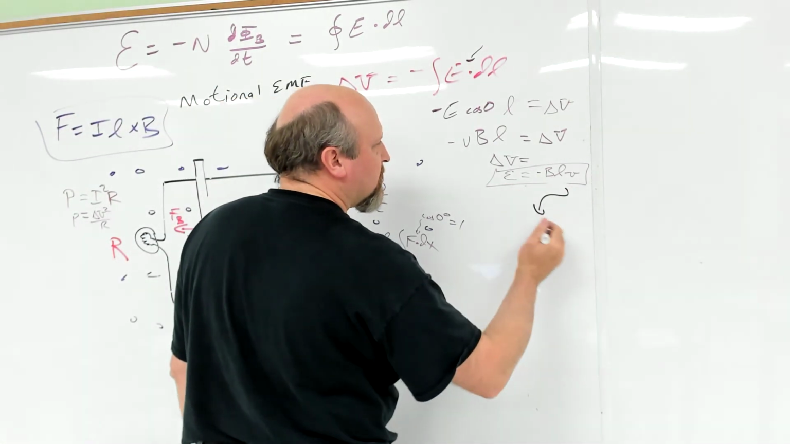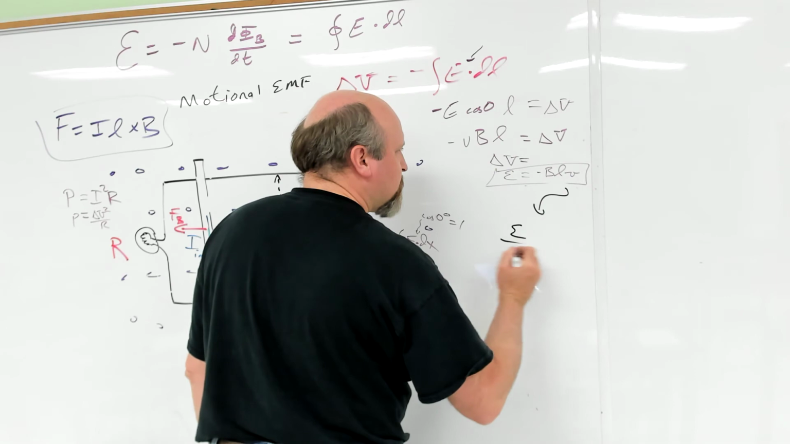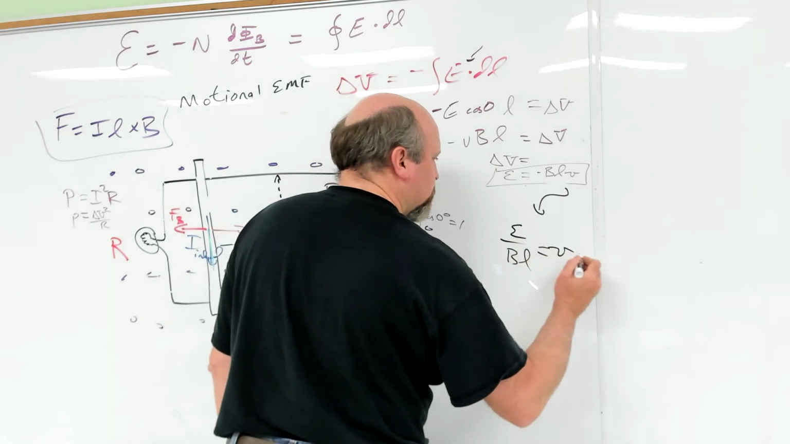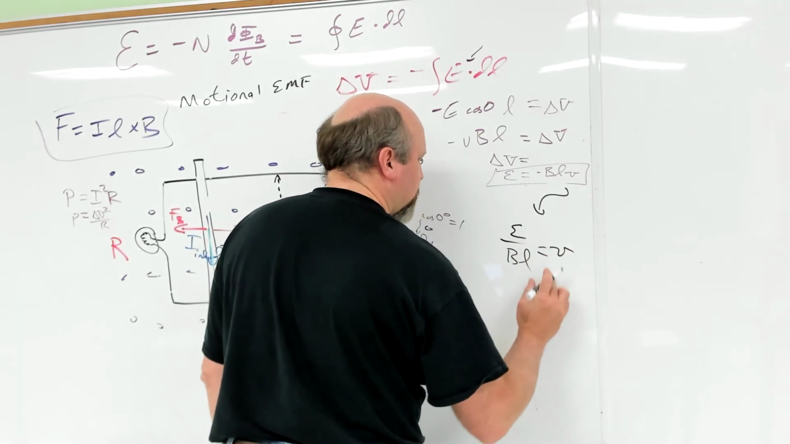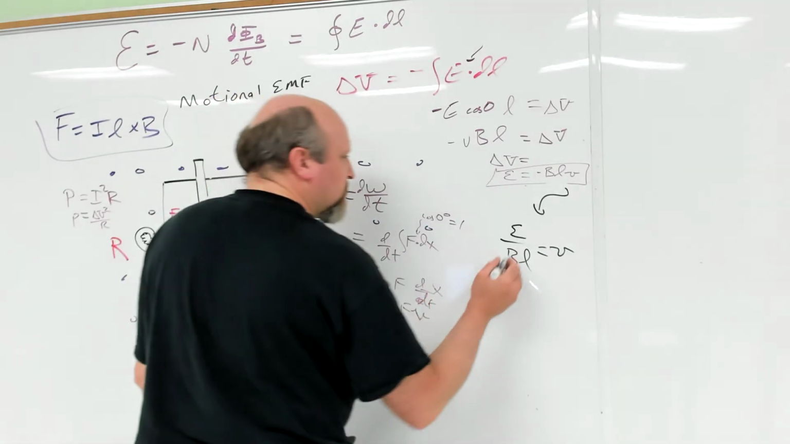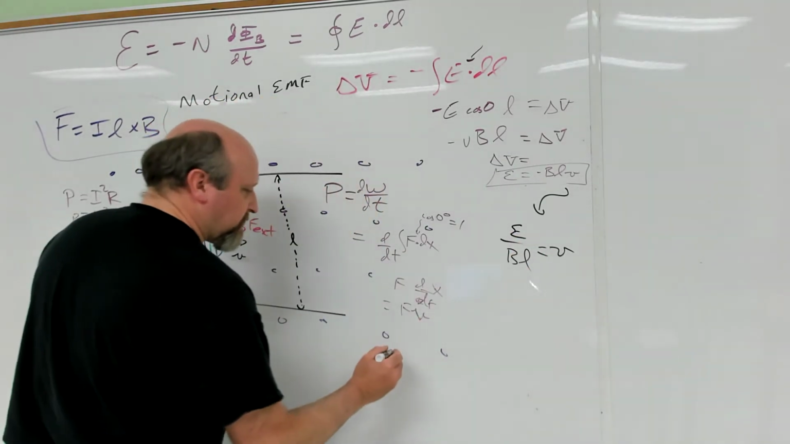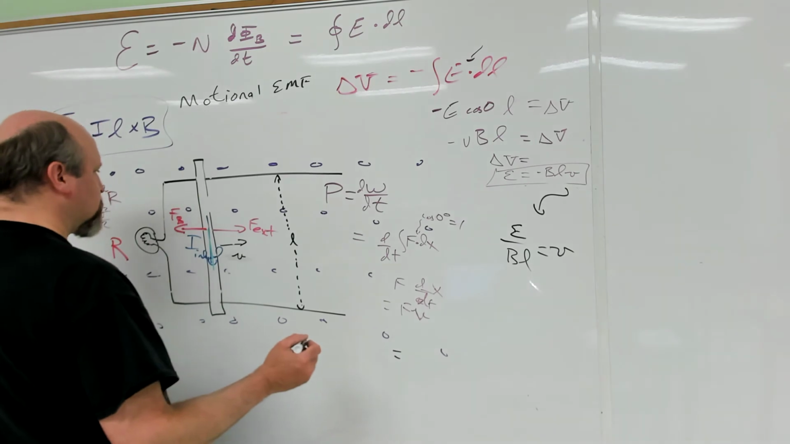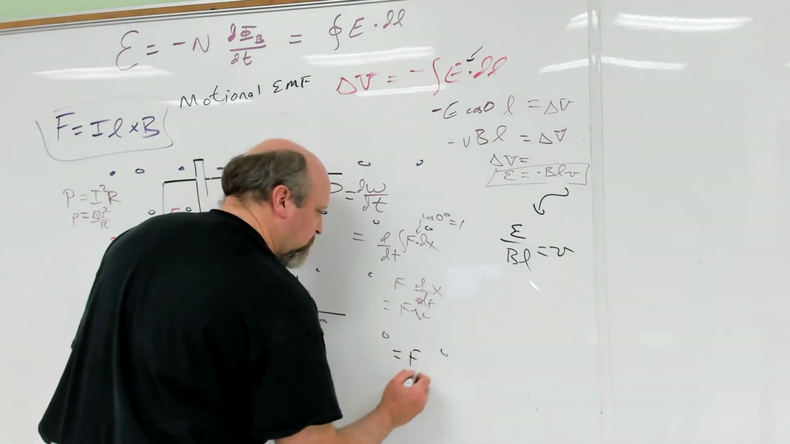Yes. Okay, yeah, E is BLV. So my EMF over BL is going to be V. I'm not going to worry about the sign. I'm just going to take the magnitudes, if you don't mind. So EMF over BL is my V, and I can put that in there.